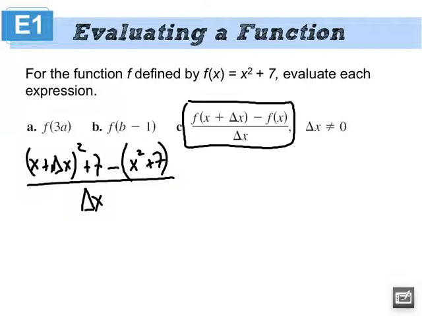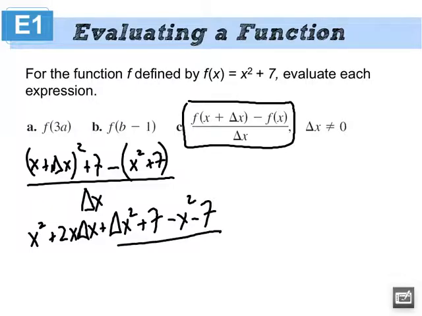Okay, what's that squared? Using the same method we just talked about. x squared plus 2 delta x. Wait, go back to this one. What is it? Nope. Oh, 2x. Good. 2x delta x, and then plus delta x squared. Good. Plus 7. Don't forget that guy. Minus x squared minus 7. All of that mess over delta x.